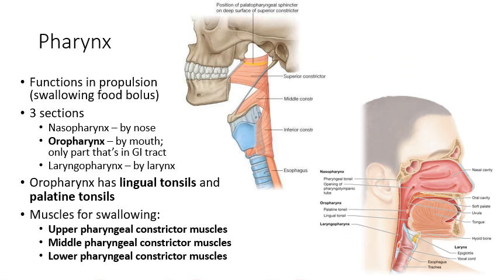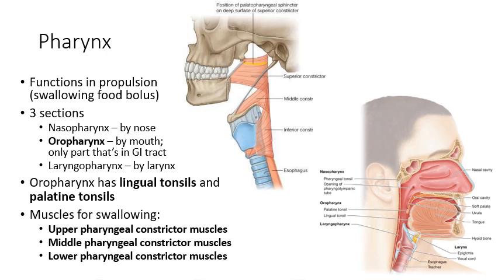Next, we come to the pharynx, which is basically used to swallow your food. It's the throat. So if we were to get technical, we would say that it functions in propulsion, propelling the food from the oral cavity down into the esophagus by swallowing it.